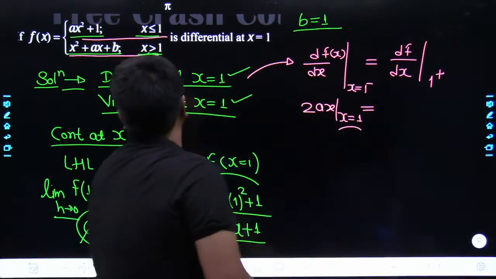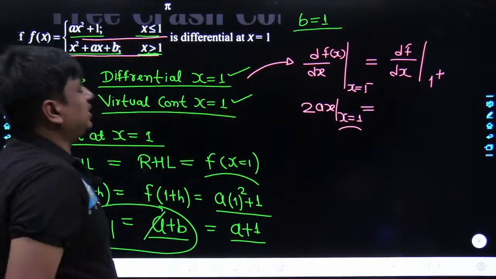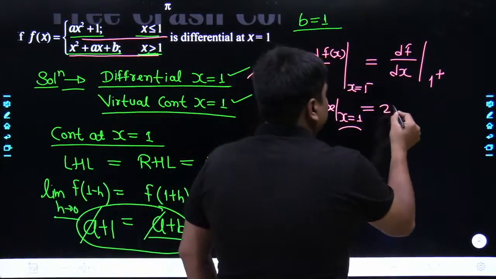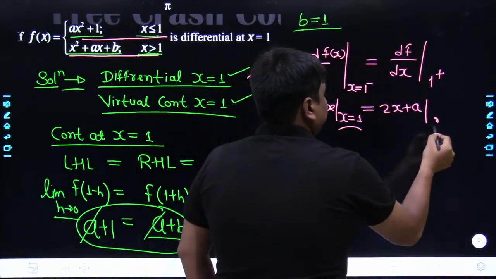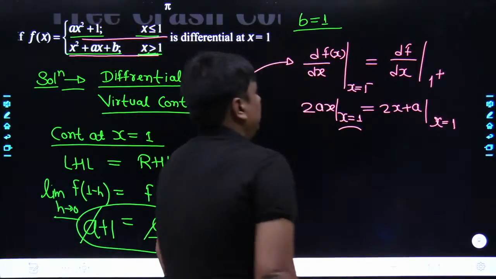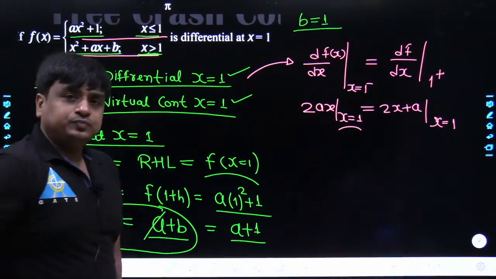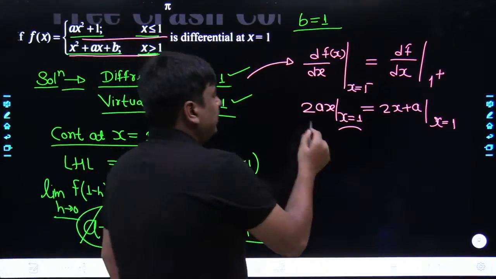Now what about here? You need to take the differentiation of the second function, which would become 2x plus a. And here also the x has to be fed as 1. Is the part clear? So let me feed the data.